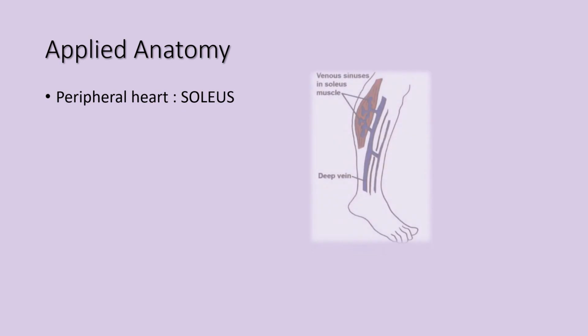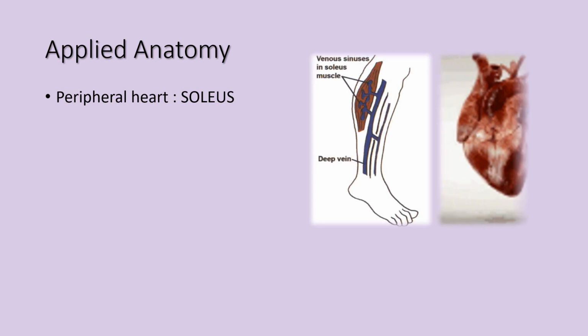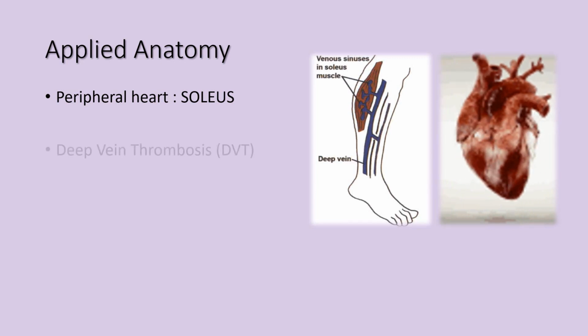To mention a few applied anatomical aspects, soleus is also known as the peripheral heart. The muscle soleus has some venous sinusoids within the muscle mass. There is always some amount of blood within this muscle. The constant walking or action of soleus will push this blood out of it into the circulation. That's why soleus is known as the peripheral heart.